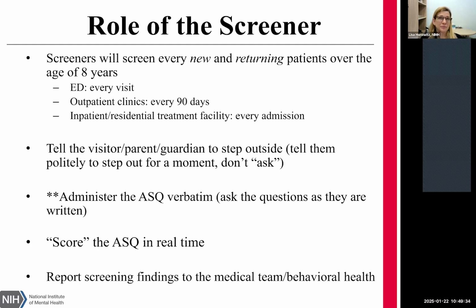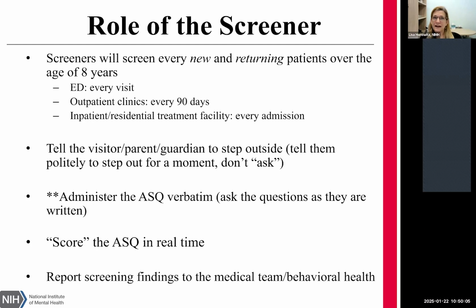So in the emergency departments, it's going to be every visit. In an outpatient clinic, it's going to be every 90 days. And in an inpatient or residential treatment facility, it's going to be every admission. So again, different in each venue. And because each site is going to develop their own pathway, and we're going to help with that, there's going to be nuances that are different, but this is in general.